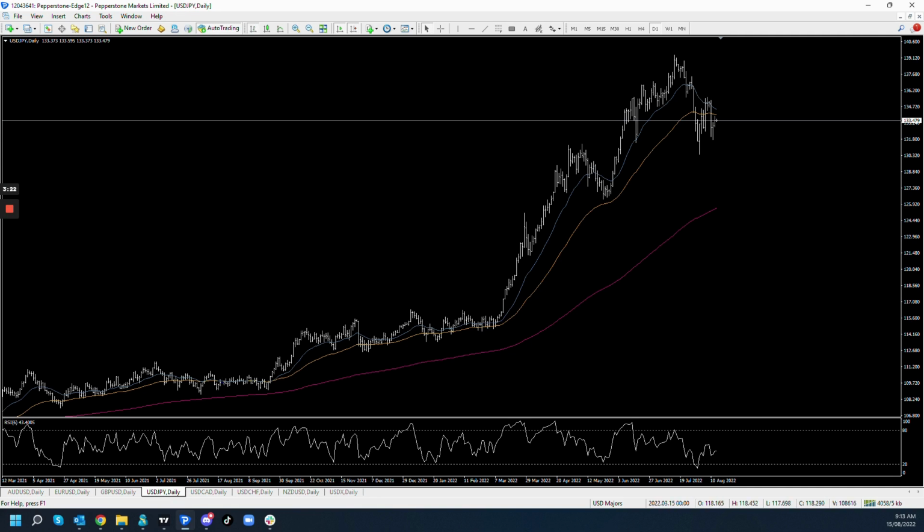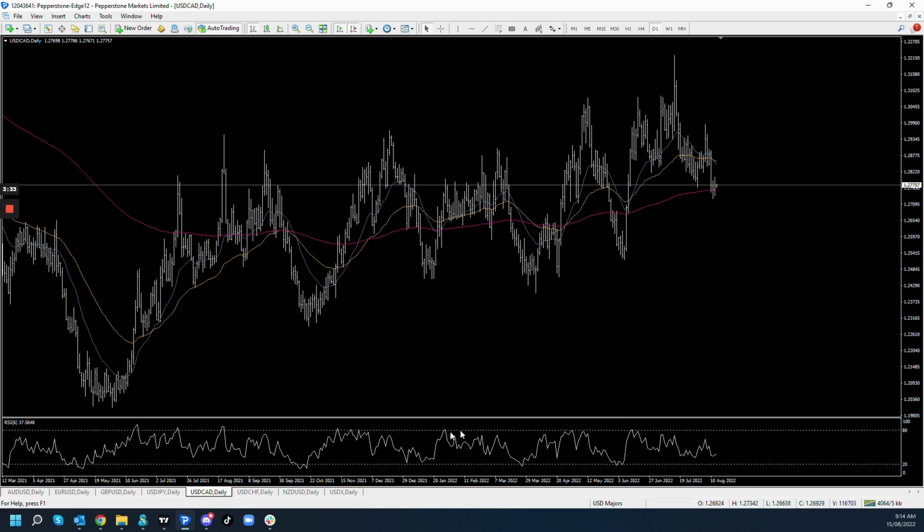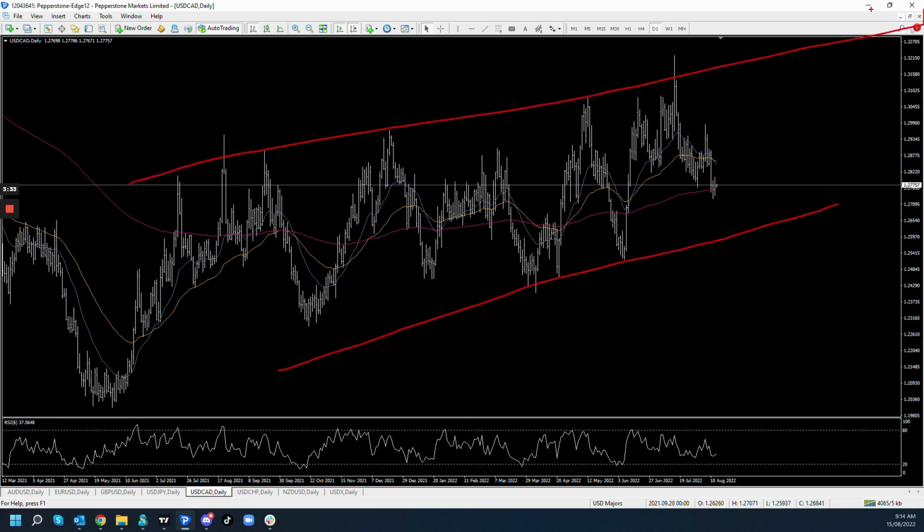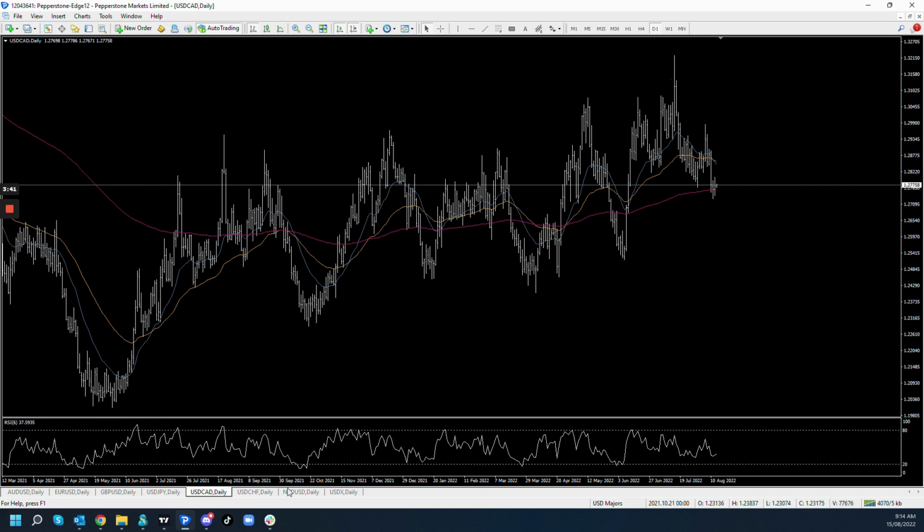Dollar yen, bit of a hard one to look at, but I suspect we're going to be just bouncing around in here for the foreseeable future. Dollar CAD, that's just a mess of a chart. No interest in trading something like that.